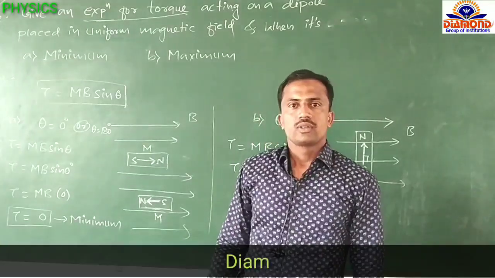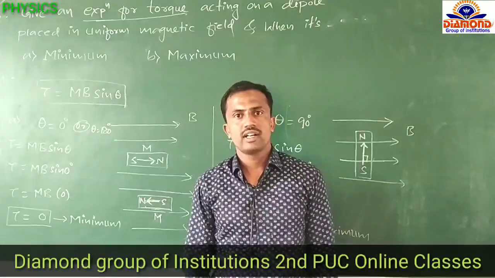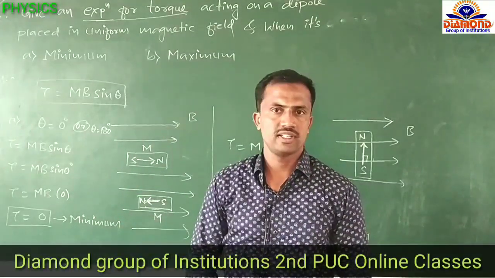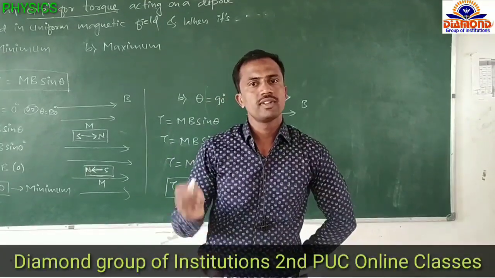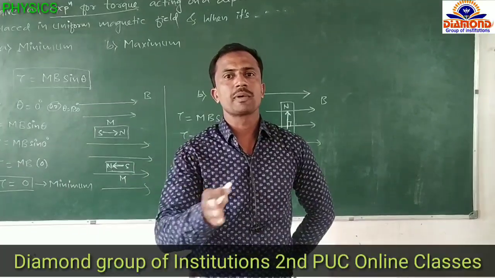In today's class we discussed the bar magnet as an equivalent solenoid and the dipole placed in a uniform magnetic field. These two topics are most important. Tomorrow's class we will discuss magnetic elements and magnetic properties of materials.